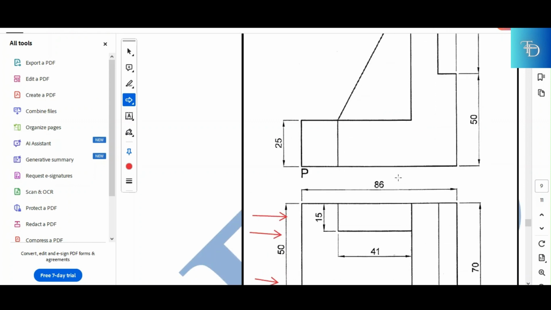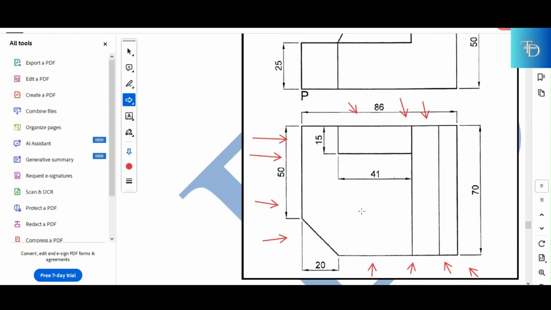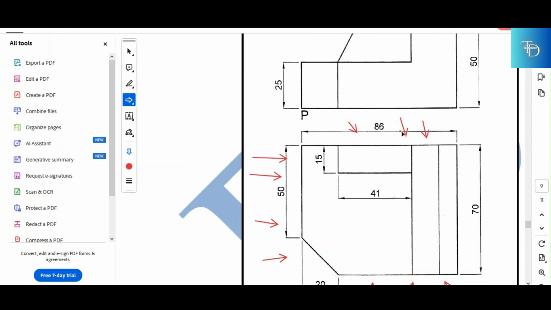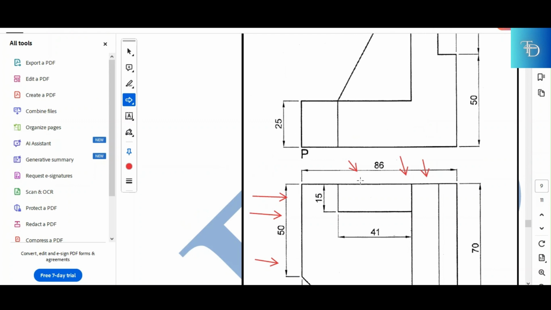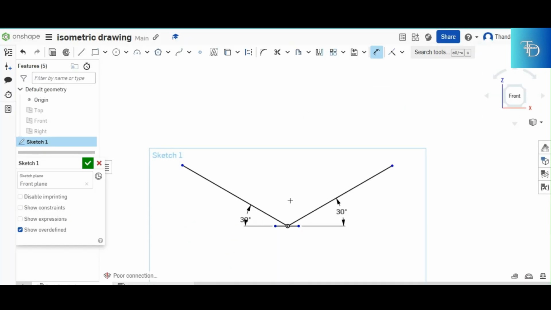And then the back side is at the back. So since this is a single component, which means this length that is given right there, that 86, is the same length for the front view because this is a single component. This is one thing.